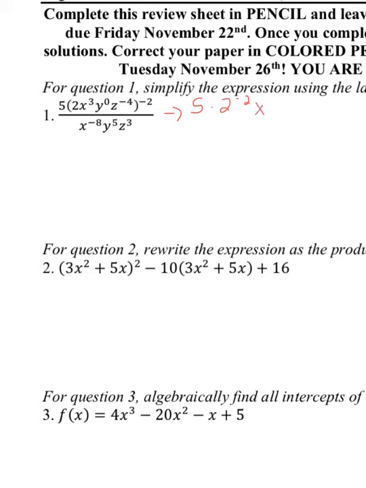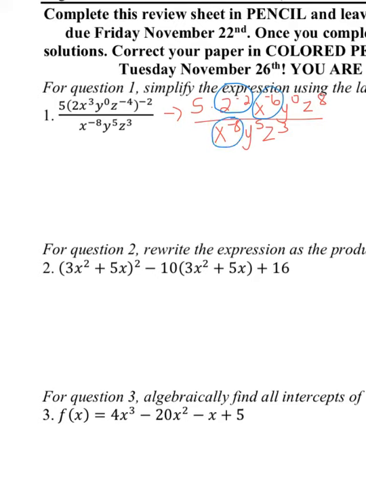X to the negative 6th. Y to the 0 times negative 2 is 0. Z to the positive 8th. Divided by x to the negative 8th, y to the 5th, z to the 3rd. I circle my negative exponents, including this 2 to the negative 2nd. We have x to the negative 6th. We have x to the negative 8th.